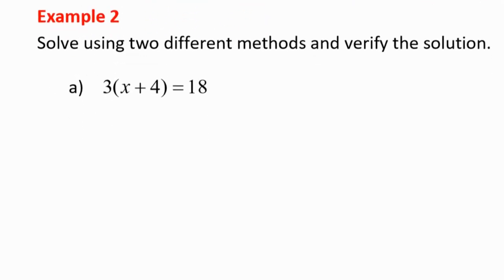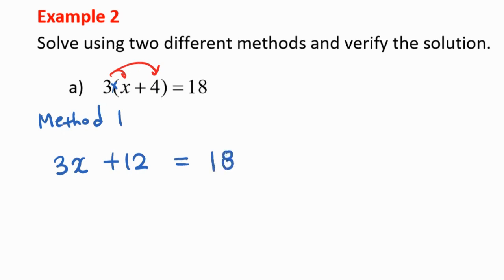Example 2. So we're going to solve equations using distributive properties first. Okay, so using 2 methods. First method will be distributive properties. Okay, so here, multiplication hiding, right? So we're going to distribute. That will be 3 times x, 3x, 3 times plus 4, plus 12 equals 18.